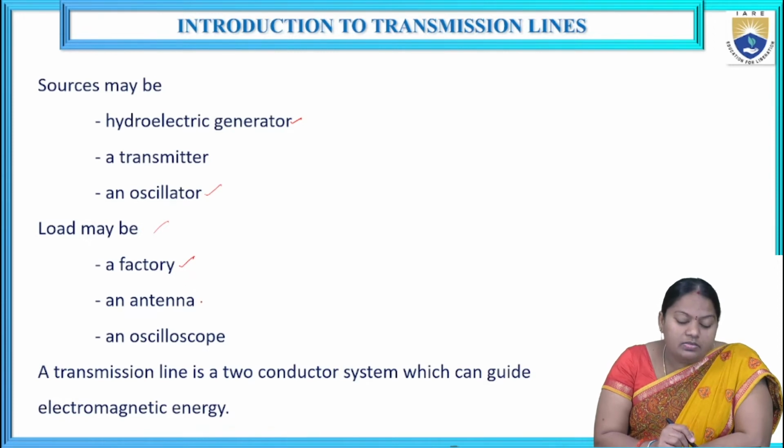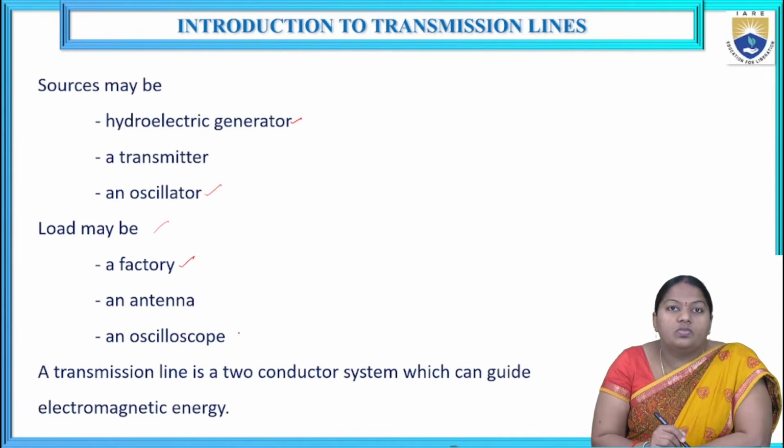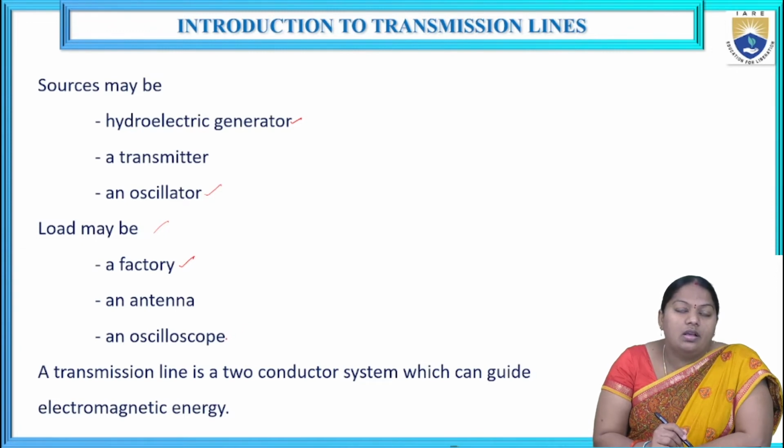And an antenna, which transmits and can act like a transceiver, and a device that acts like a transceiver is an antenna, and an oscilloscope. So in order to generate different types of signals, and to display all such signals, we use one of the devices called an oscilloscope, nothing but a CRO.